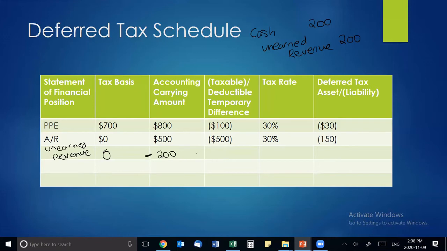Tax basis minus accounting basis is going to equal, sorry, this is a liability, right? Unearned revenue is a liability, so we have to make it a negative. Anything that's an asset is positive, so AR is an asset, so that's positive. Anything that's a liability is negative. Okay, so make sure you make this negative. So 0 minus negative 200 is going to give you positive 200. Times your tax rate, 30%. That's going to give you a positive 60, sorry. So that's going to be an asset because it's a positive amount. That's an asset on your book.